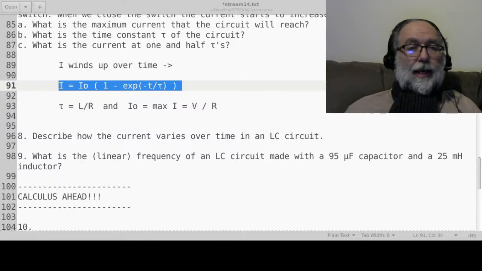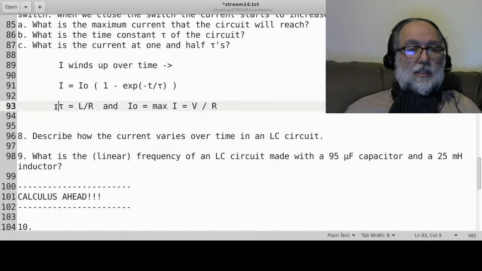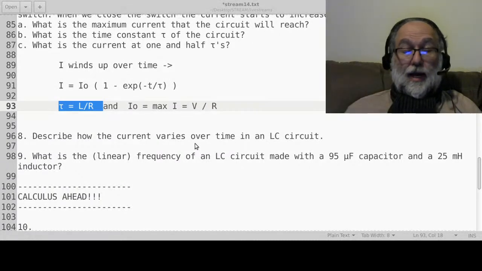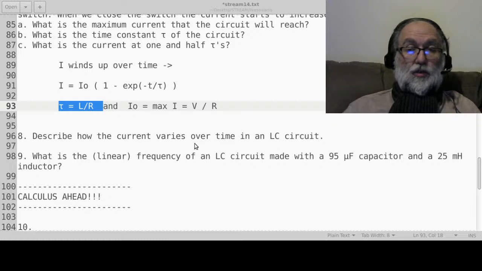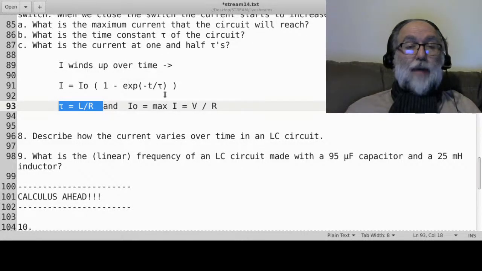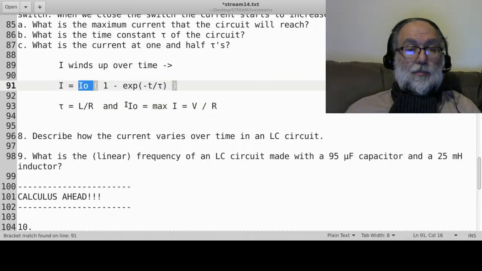And this formula here tells you the time constant, the characteristic time for the circuit to build up its current. And it's different than the RC circuit. There, tau is equal to RC. Here, tau is equal to L divided by R. And finally, I naught, that's your maximum current.